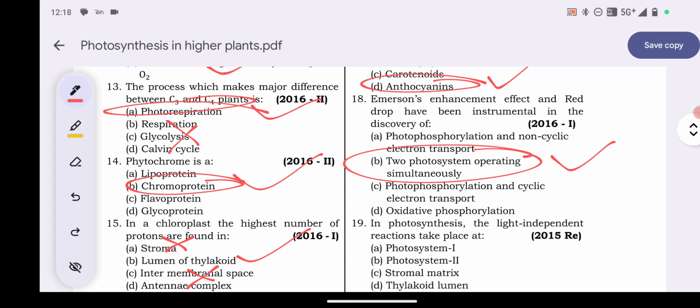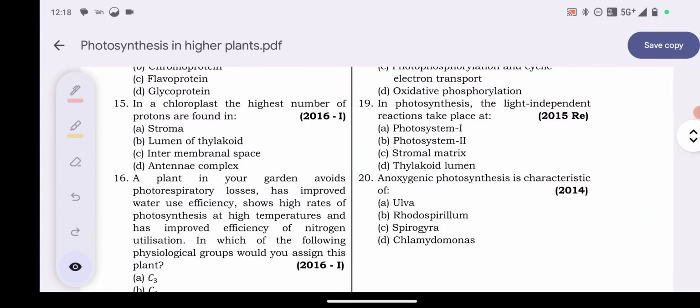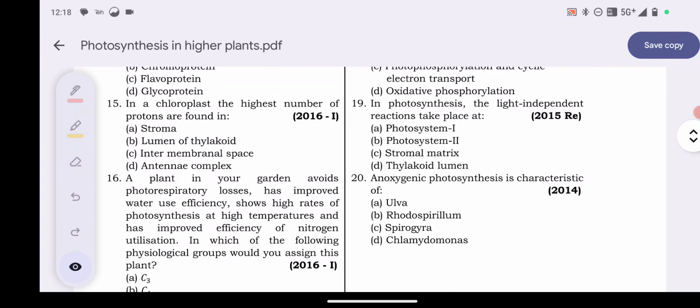red drop. Chlorella was the subject of Emerson's experiment. पूछा जाएगा क्वेश्चन कौन, मतलब किस प्लांट के ऊपर एमरसन्स एनहांसमेंट इफेक्ट वर्क किया था ना? क्लोरेला। ओके, याद रखना इसे। और 1957 में आया था एमरसन्स एम्प्लीफिकेशन इफेक्ट। एनहांसमेंट इफेक्ट, एम्प्लीफिकेशन इफेक्ट एक ही बात है, 1957। नेक्स्ट इज क्वेश्चन नंबर 19.